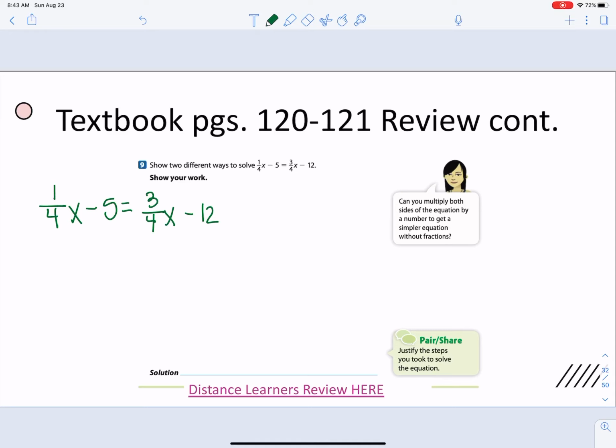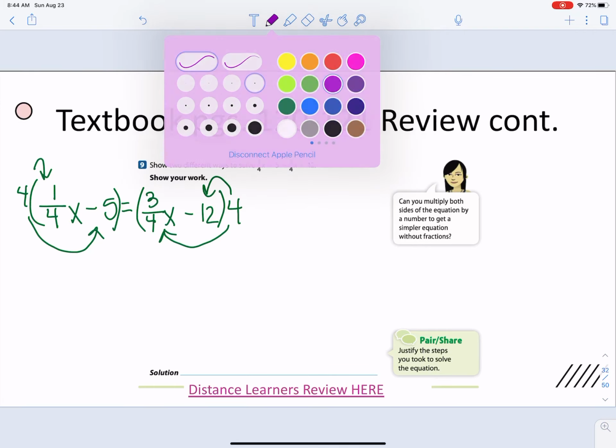All right, so the first thing that I'd want to do is get rid of all of our fractions first. So I'll multiply both sides by 4 because that's my denominator for both of my fractions on both sides of my equation. So I just want to get rid of all of those fractions. So I'll multiply, meaning I'll distribute my 4 to everything inside our parentheses, and I'll use a different color here.